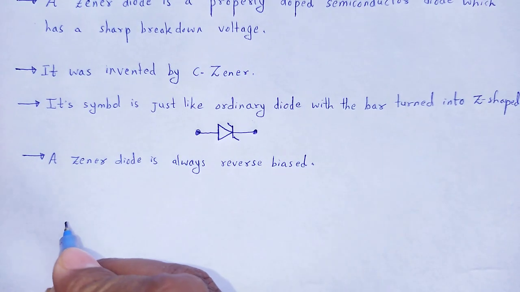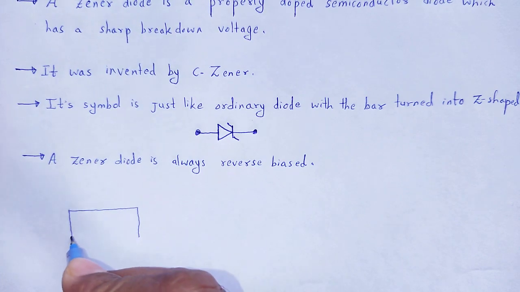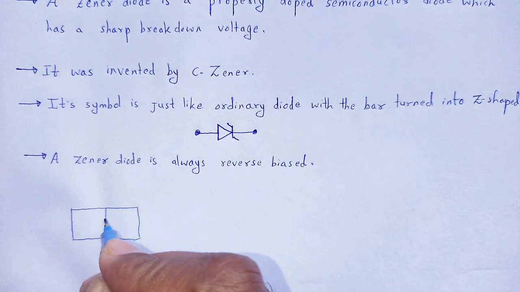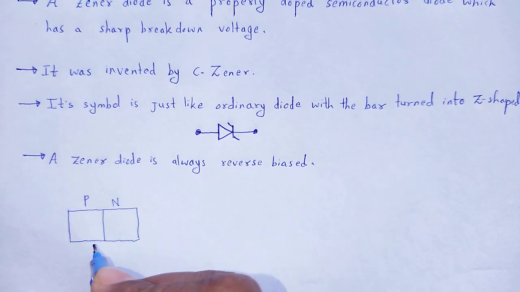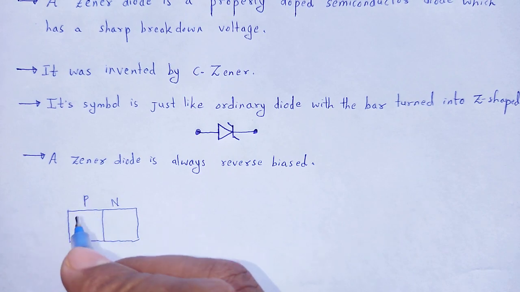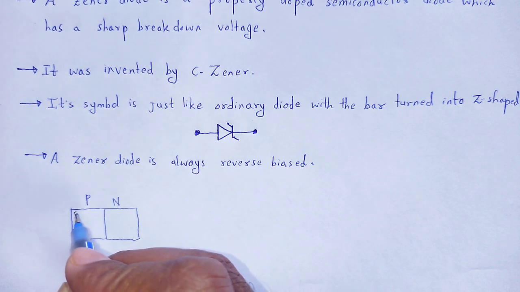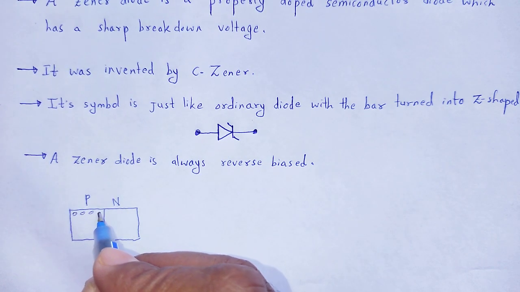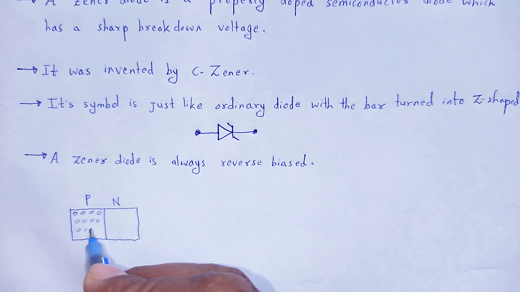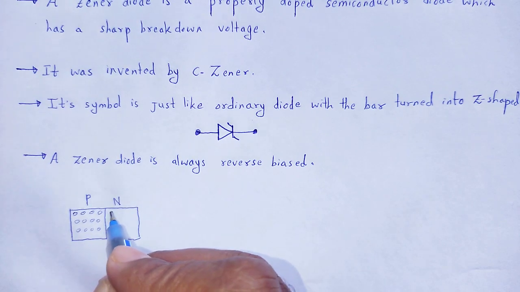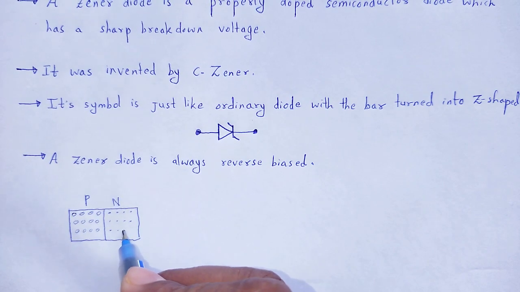General PN junction diode: this is the P type semiconductor, N type semiconductor. The majority charge carriers are holes. Here the majority charge carriers are the free electrons.